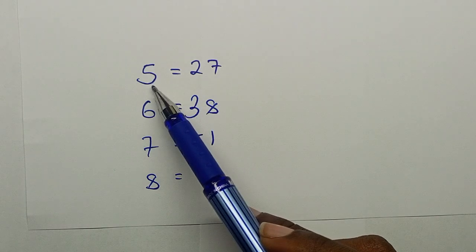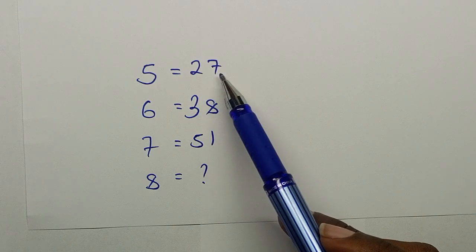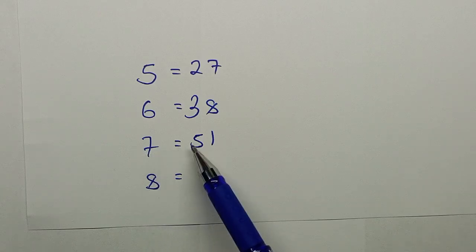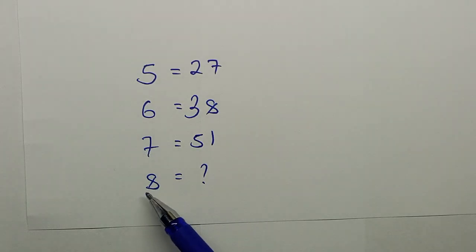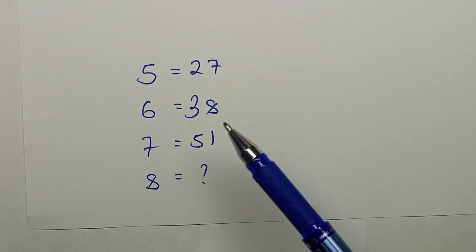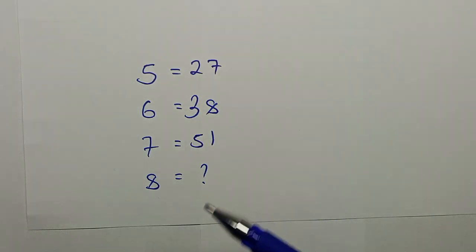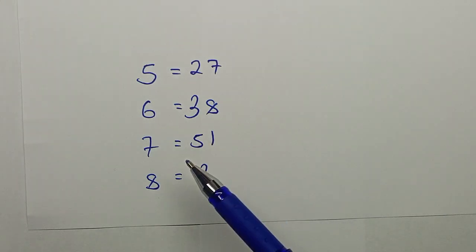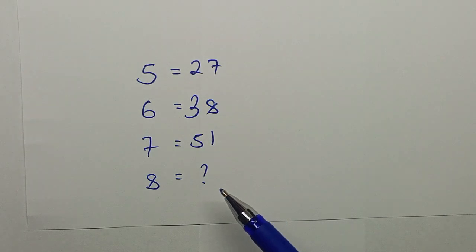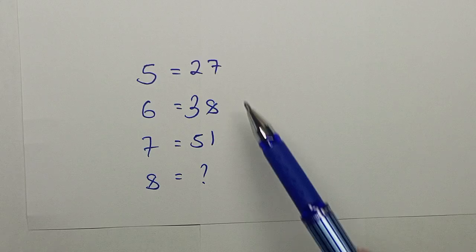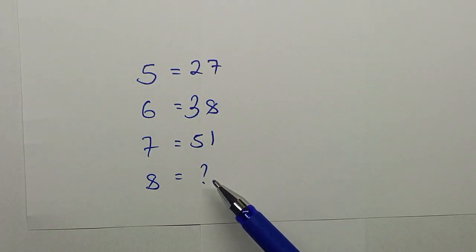If we have 5 being equal to 27, 6 being equal to 38, 7 being equal to 51, what is 8 equal to if you follow the same pattern? Firstly, kindly comment your answer. What do you think the answer is? Before we proceed, let us know what you think. What is 8 equal to according to this sequence or pattern?